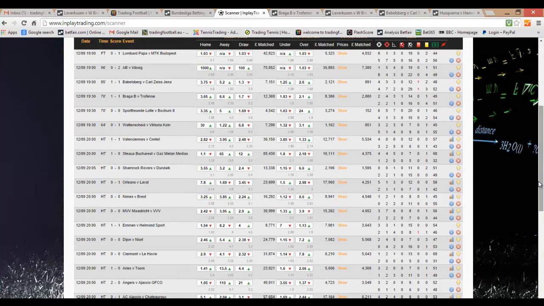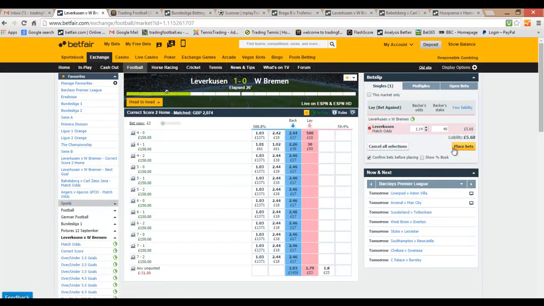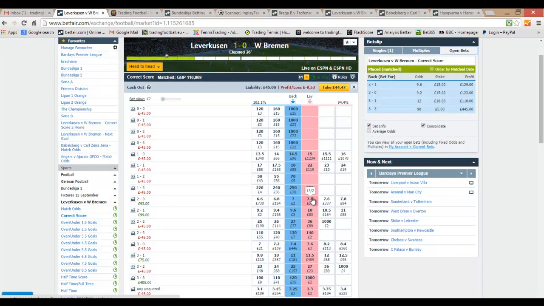And you can actually filter with the scanner the games according to the amount of money that's been matched. So you don't have to bother with all these very low liquidity Mickey Mouse games. Now it's still 1-0, and at this point it's not too bad. I mean 2-0 there, which I backed pre-match at 9.2. That's steadily coming in as the match progresses. Now 7.4. I've got £93 on that. However, 1-1 is a real big danger for me, and 1-2 of course also.